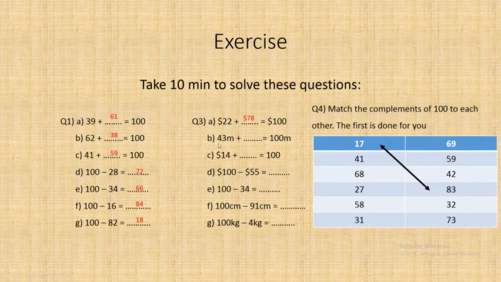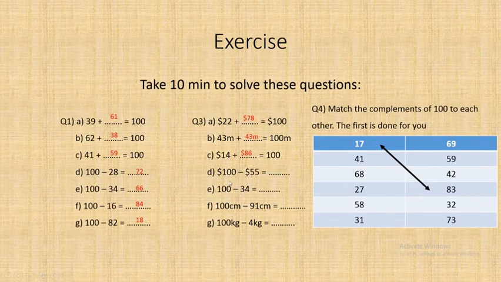Okay, let's go for the next question. 43 meters plus something equals 100 meters. Again, I'm adding 7 to that, so it's going to be 50. And then I will add 50, so it's going to be 57 meters. I'm sorry, this is a mistake here. So it's going to be 57 meters. Okay, the other one here, it's $14 plus something equals 100. I will add 6 to it, so it's going to be 20. And then after that, I will add 80. So it's going to be $86.